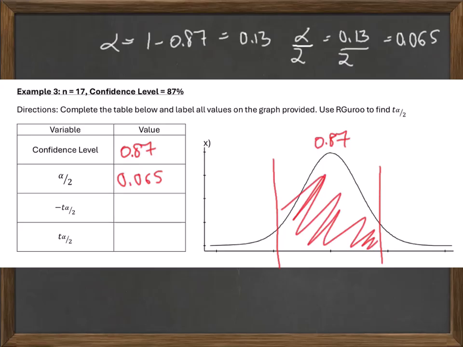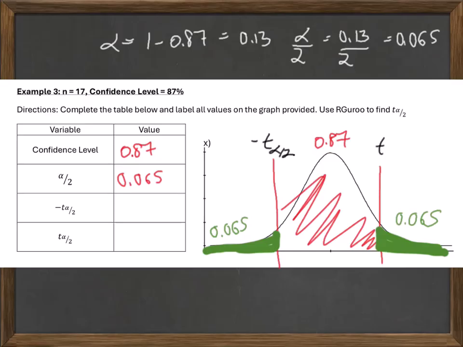Okay, so now we can label that area on the graph. So that's the two tails over here. So again, both tails have an area of 0.065. Like so. Okay, and then last but not least, we need to know what about the t values. And again, we can't know the values of positive or negative t of alpha over 2 without using technology.